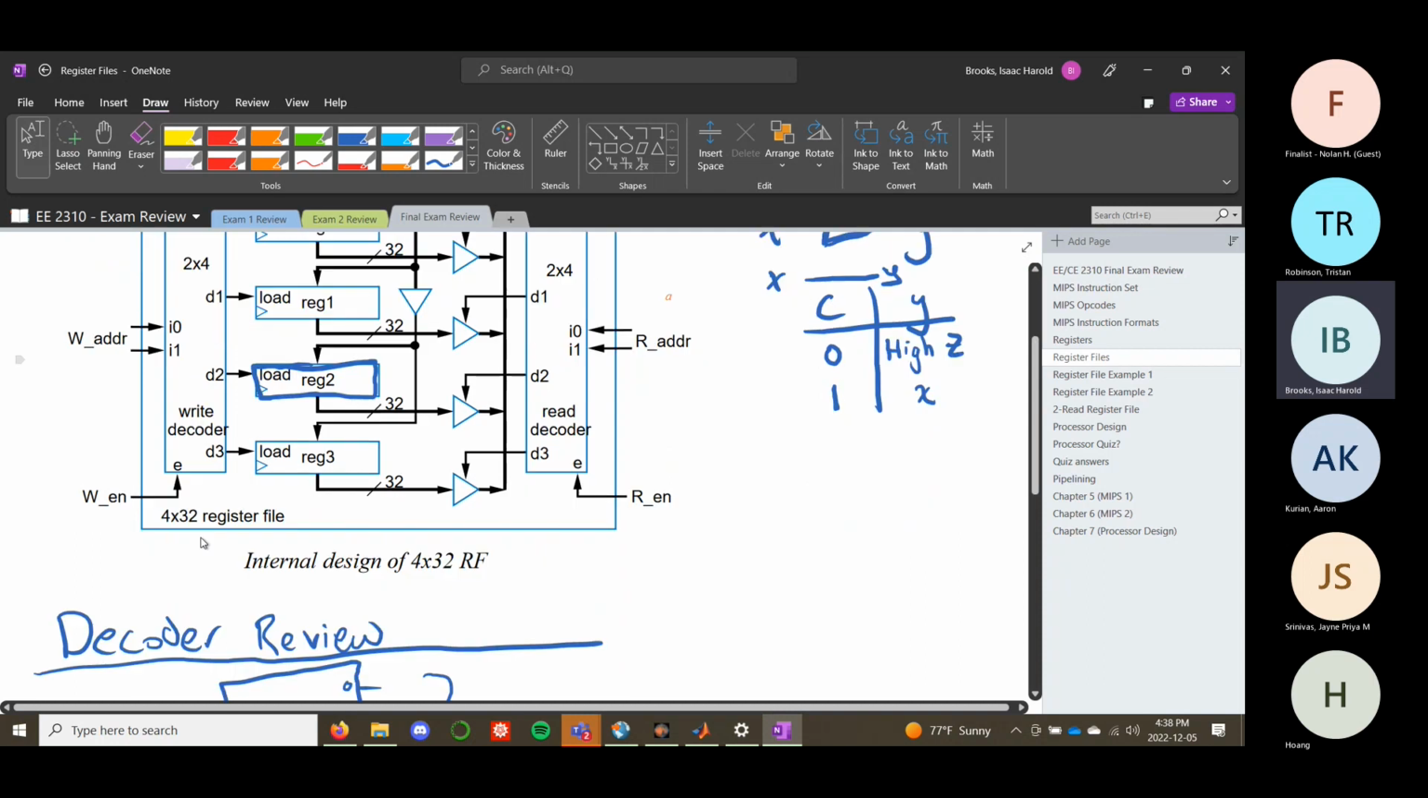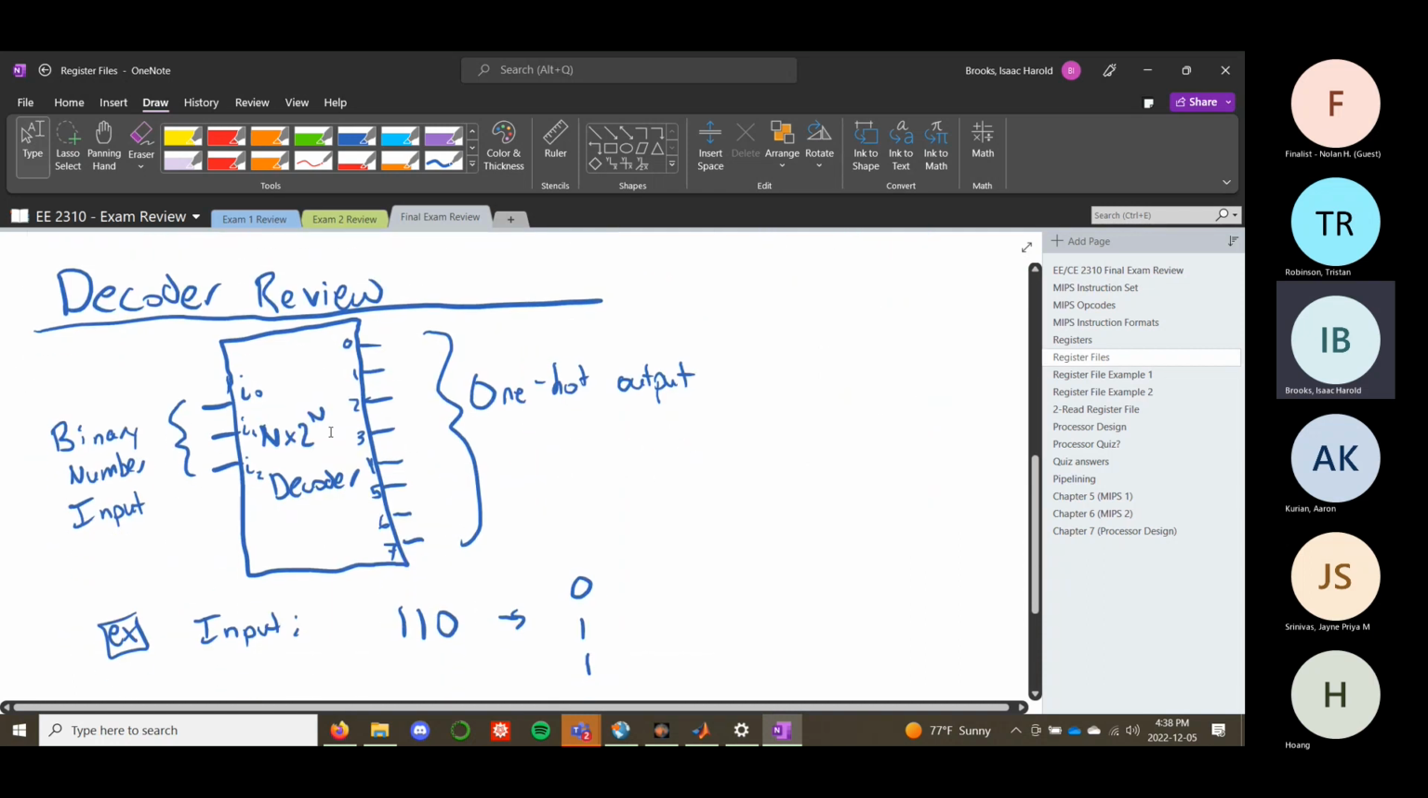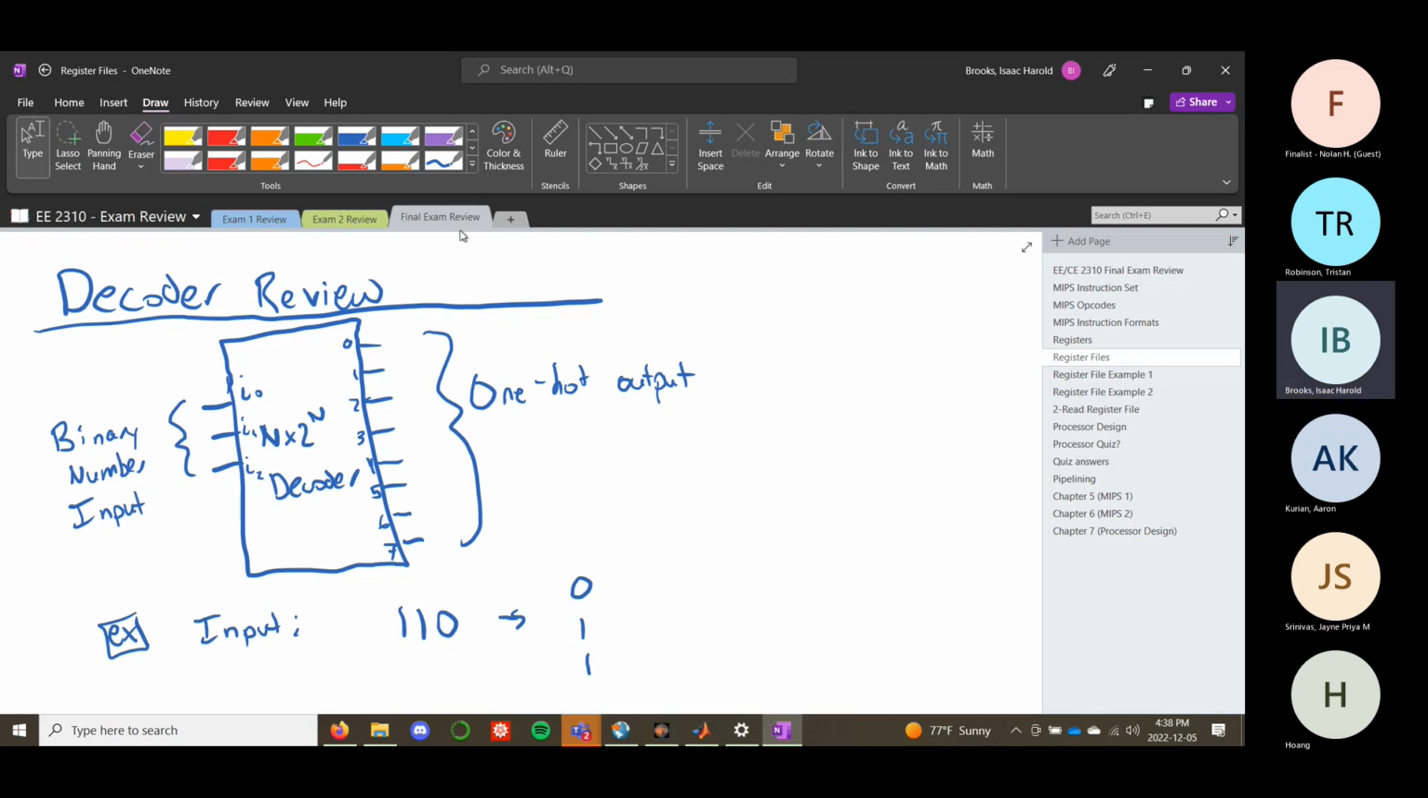Well, we have these decoders. So decoders, as a review, take in a binary number as input and they have a one hot output. So the binary number that's the input is like which index is going to be 1. One hot, remember, is where one of these is 1 and then the rest of them are 0. So say this is our decoder. It's got 3 inputs and 2 to the 3, which is 8 outputs. And that's always the case for a decoder. If it's got n inputs, it's 2 to the n outputs. So in this case, n is 3.